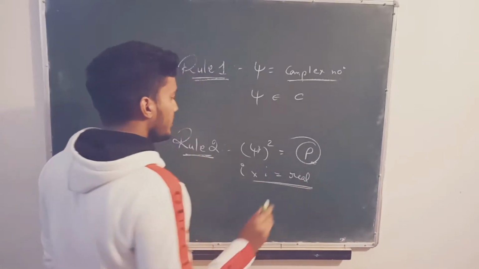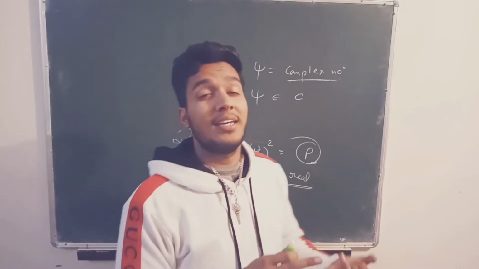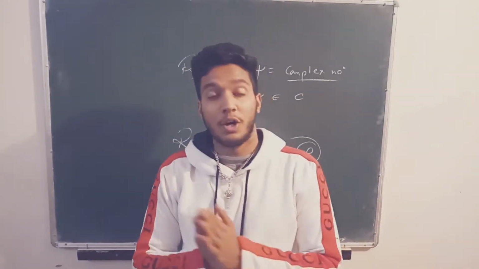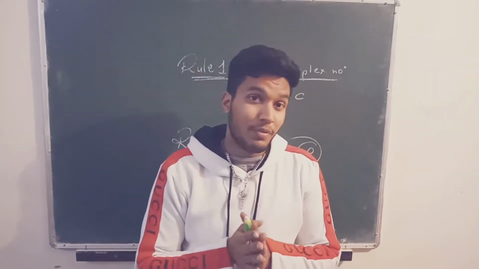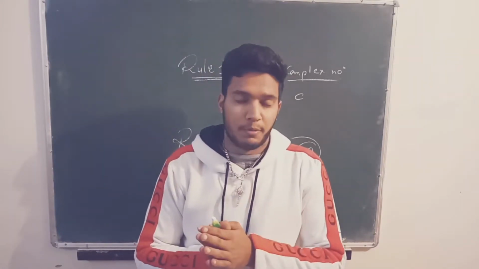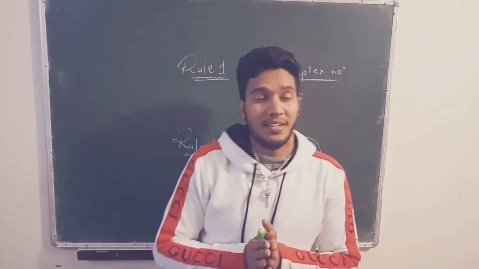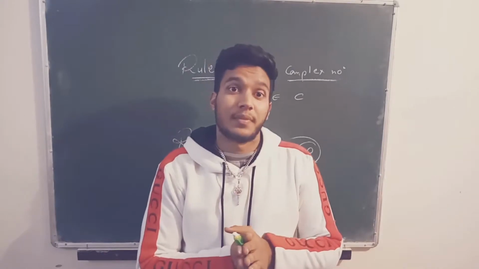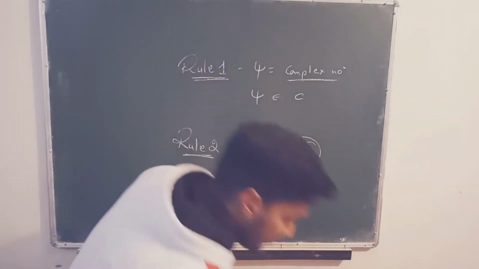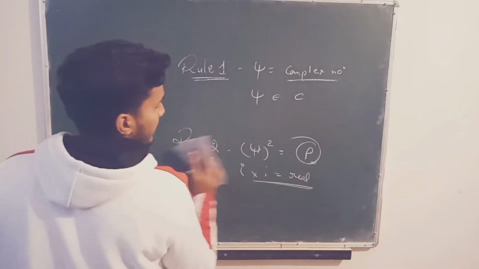The only thing we have to know is that if psi is a complex number and we multiply it, or take its square, what we get is a real number, and we further call it the probability. Now the actual thing is, in this complex, let me see.